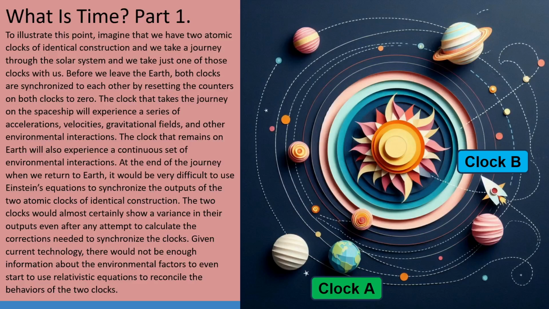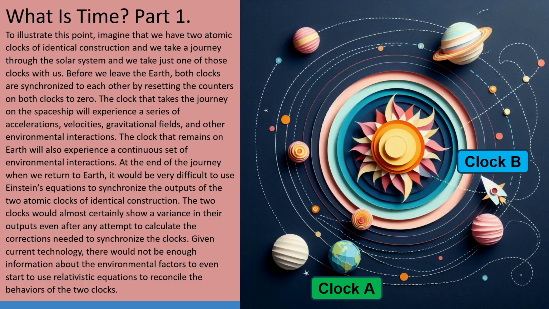To illustrate this point, imagine that we have two atomic clocks of identical construction, and we take a journey through the solar system, and we take just one of those clocks with us. Before we leave the Earth, both clocks are synchronized to each other by resetting the counters on both clocks to 0. The clock that takes the journey on the spaceship will experience a series of accelerations, velocities, gravitational fields, and other environmental interactions. The clock that remains on Earth will also experience a continuous set of environmental interactions.